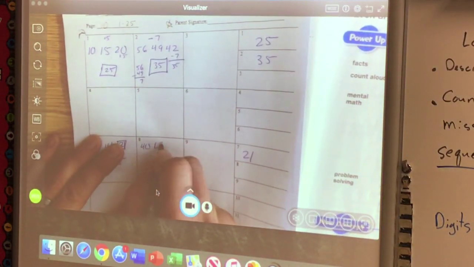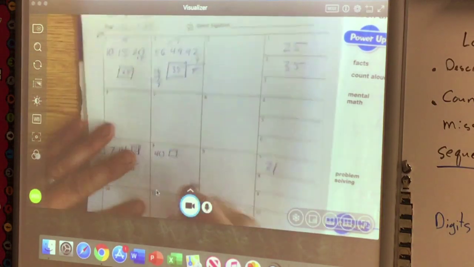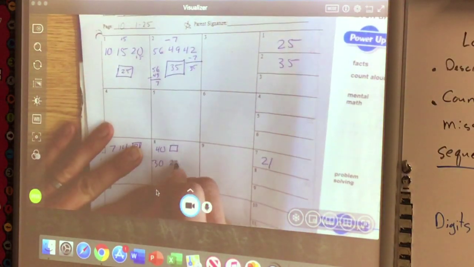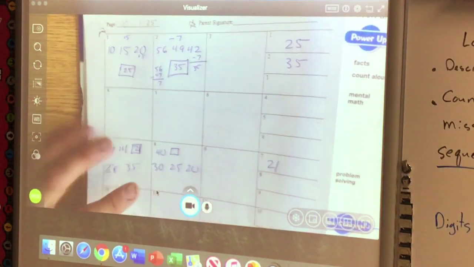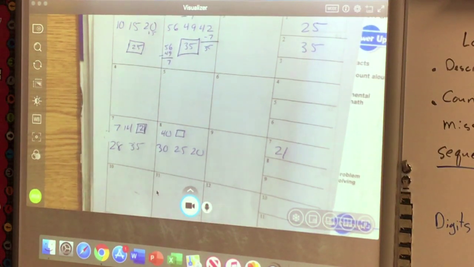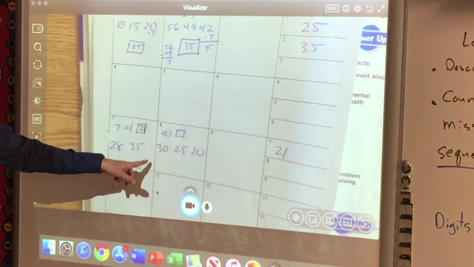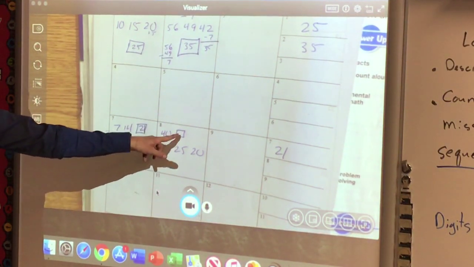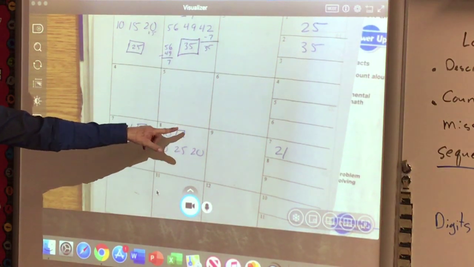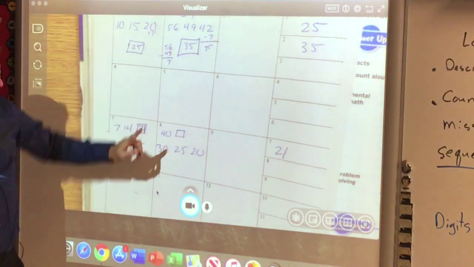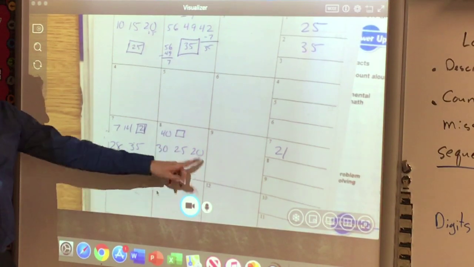40, missing number, 30, 25, 20. Now, a lot of kids will say, hey, Mr. Bauer, look, it goes from 40 to 30, must be subtracting 10. But if I take 40 minus 10, I get 30. So I'm going to forget about this part. I'm going to start right down here, 30, 25, 20.